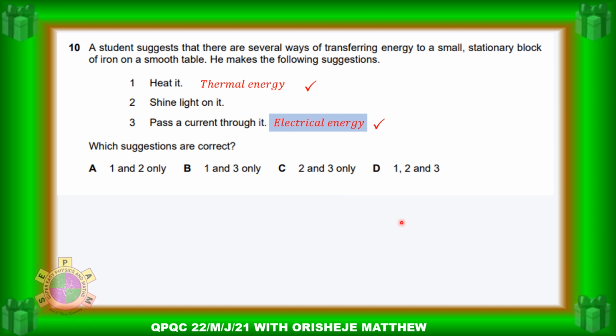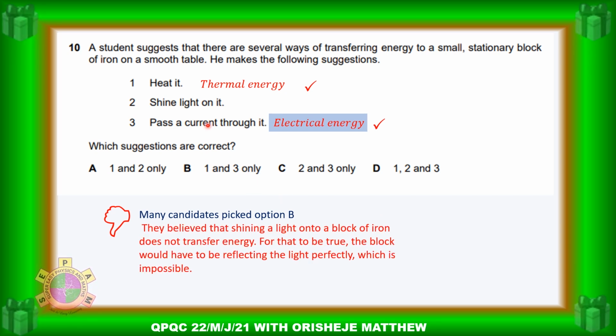Well, most students really have problems with this. Many candidates pick option B, which is 1 and 3. But they didn't actually recognize that shining light on the object will involve transferring heat to it. So the actual answer is what? All of them involve transfer of energy, because in suggestion 1, thermal energy is transferred, in 2, solar energy is transferred, then in 3, electrical energy is transferred. So the actual answer is D.